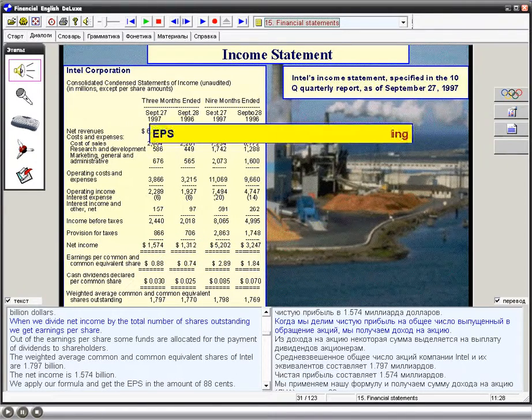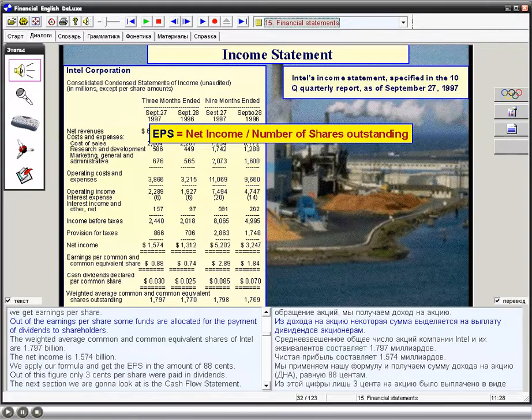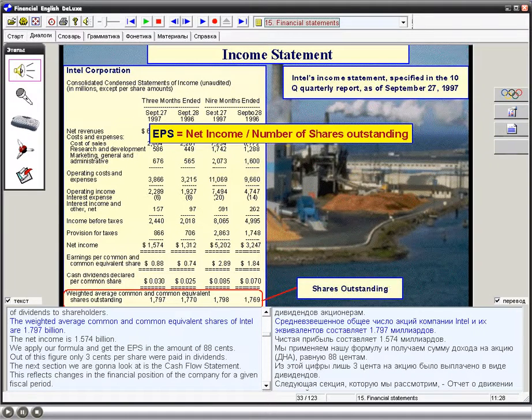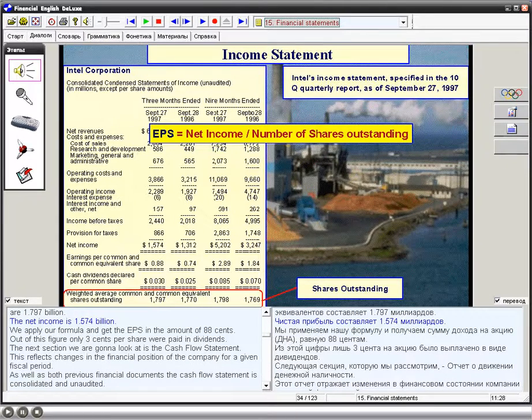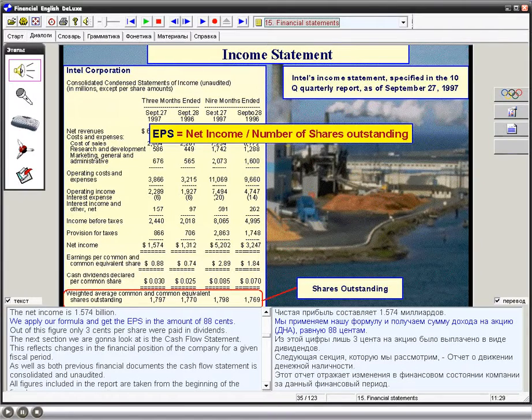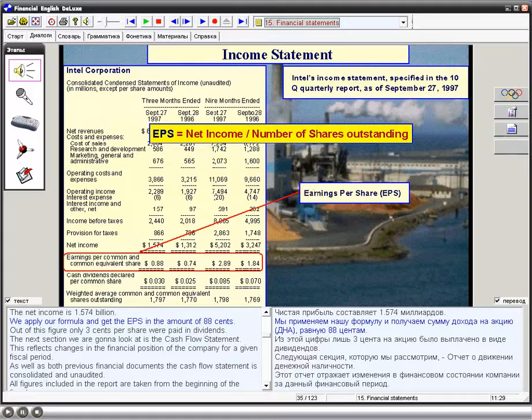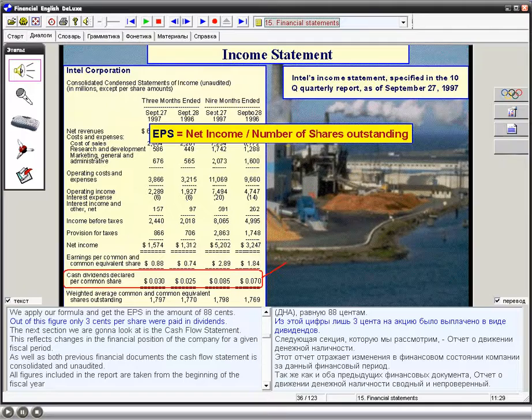When we divide net income by the total number of shares outstanding, we get earnings per share. Out of the earnings per share, some funds are allocated for the payment of dividends to shareholders. The weighted average common and common equivalent shares of Intel are 1.797 billion. The net income is 1.574 billion. We apply our formula and get the EPS in the amount of 88 cents. Out of this figure, only 3 cents per share were paid in dividends.